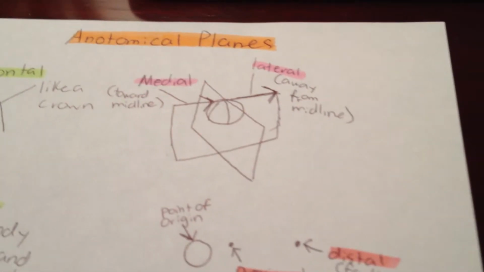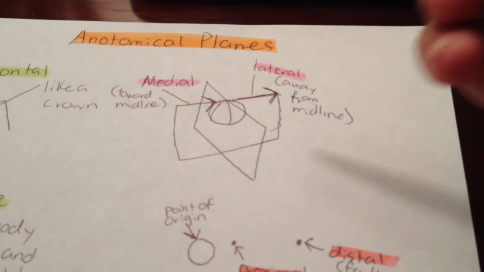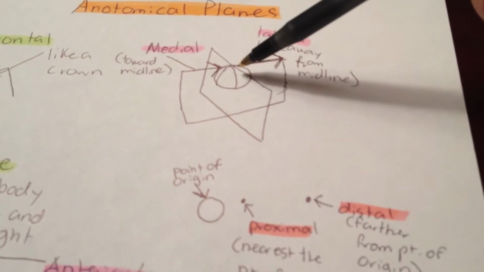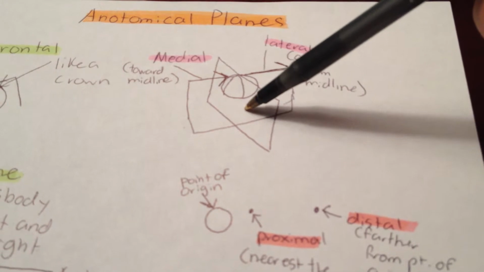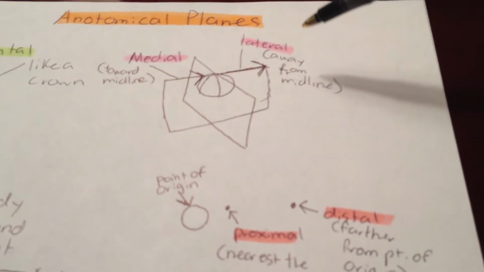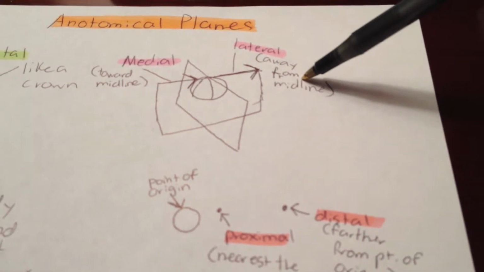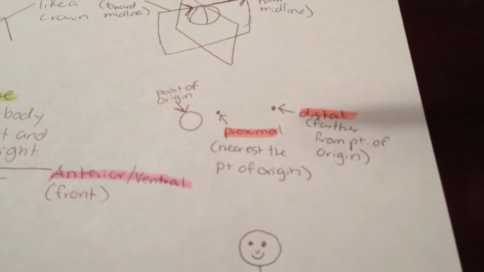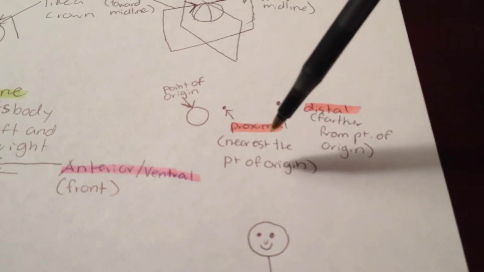So now we're going to go over to medial and lateral. Medial is towards the midline of the body, and the midline is the mid-sagittal plane. So medial is going towards the midline. Lateral is going away from the midline. Pretty simple. Now we're going to talk about proximal and distal.